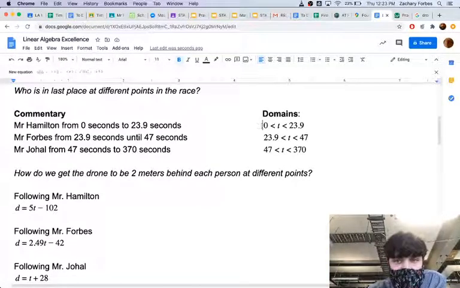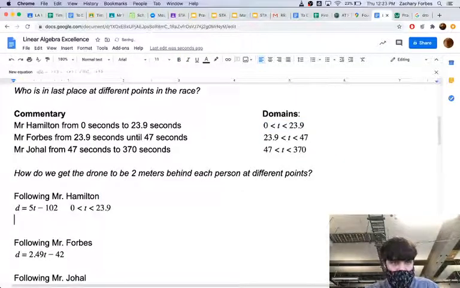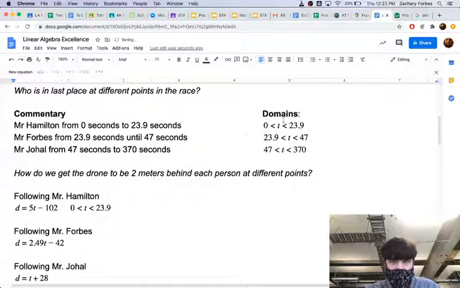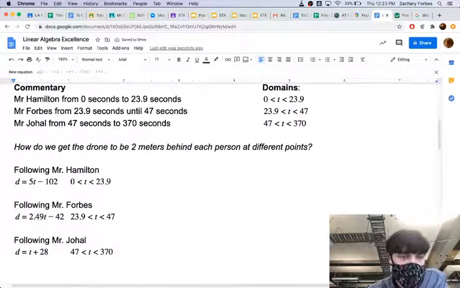So between 0 and 23.9, it's going to be Mr. Hamilton, right? So I'm going to chuck that in there. It's from here to there. And from time 23.9 seconds to 47 seconds, that's when it's following me, Mr. Forbes. So I'll chuck that in there. And then from then until the end of the race, when Mr. Jahal finishes, that is when the drone will be following him.